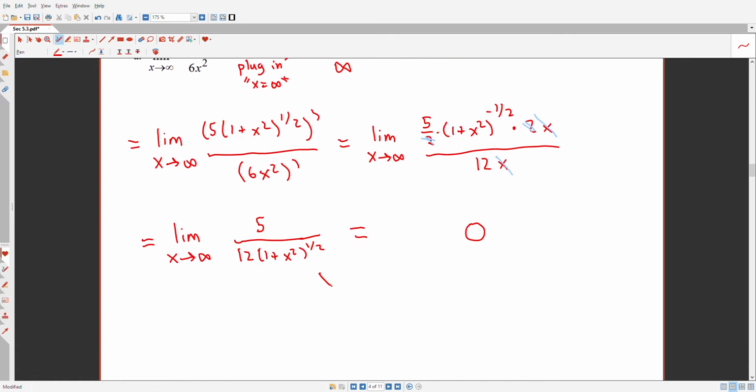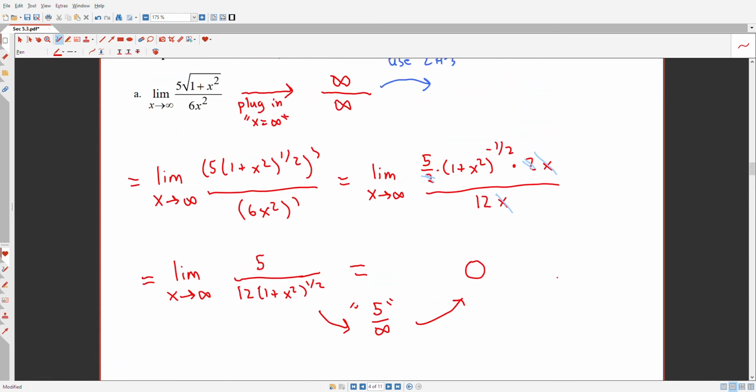And really what happened here is, if you wanted me to write this, I got something that looked like 5 over infinity, but a number divided by infinity, that's a finite number divided by a very big quantity, that goes to 0.